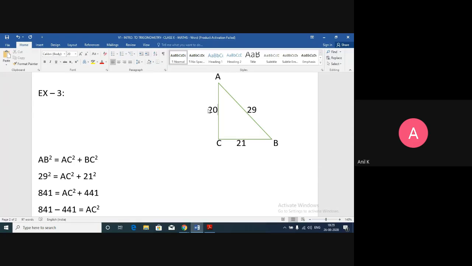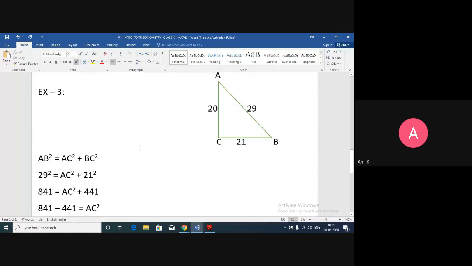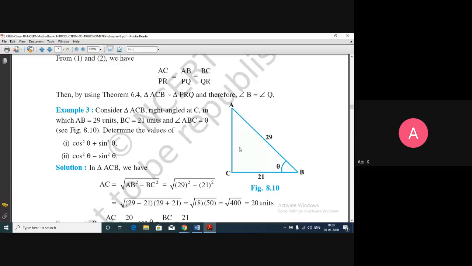Now we have the opposite value as 20. If you want to mention it, the opposite value is 20, the adjacent value is 21, and the hypotenuse value is 29. Now you apply sine theta and cos theta. So how do you find the sine theta value? Here theta is at ABC.